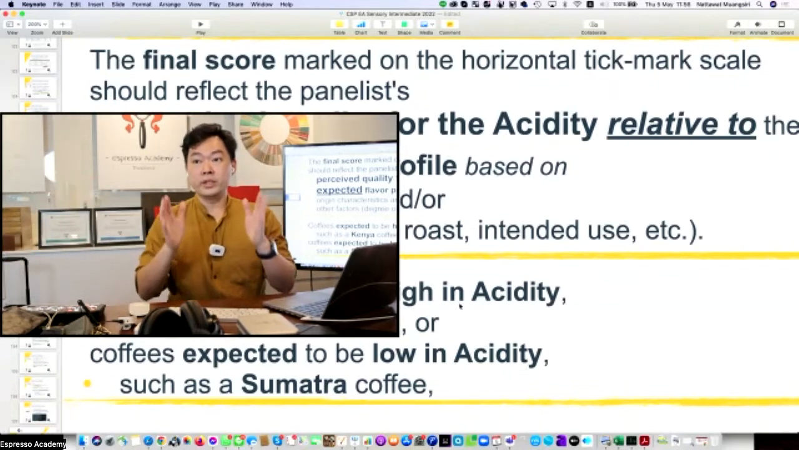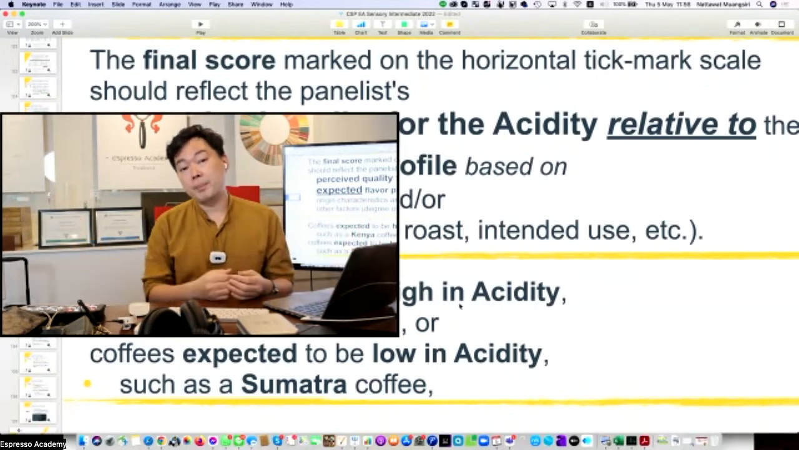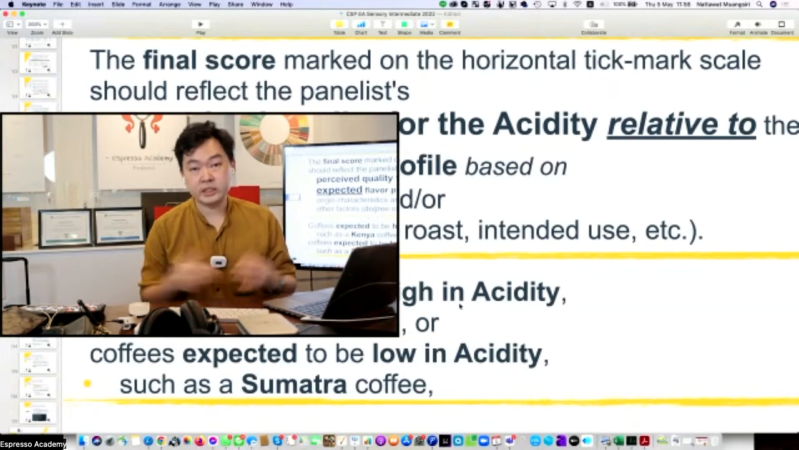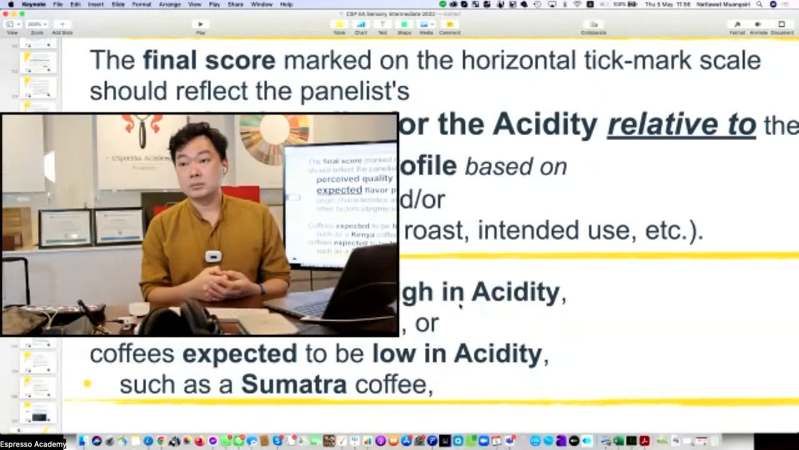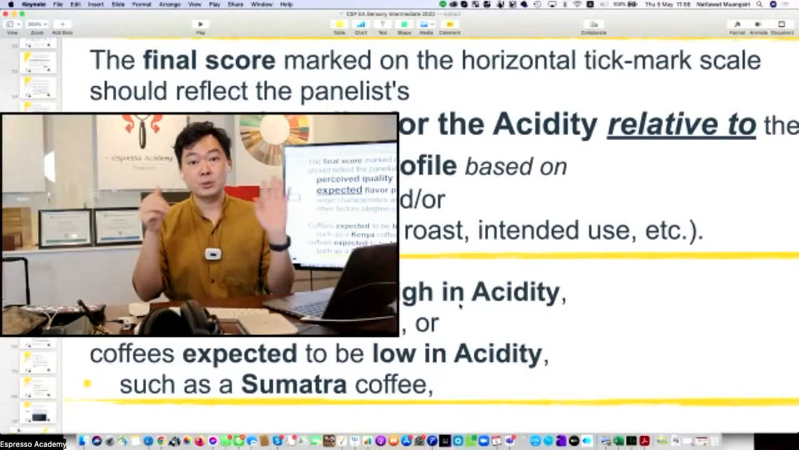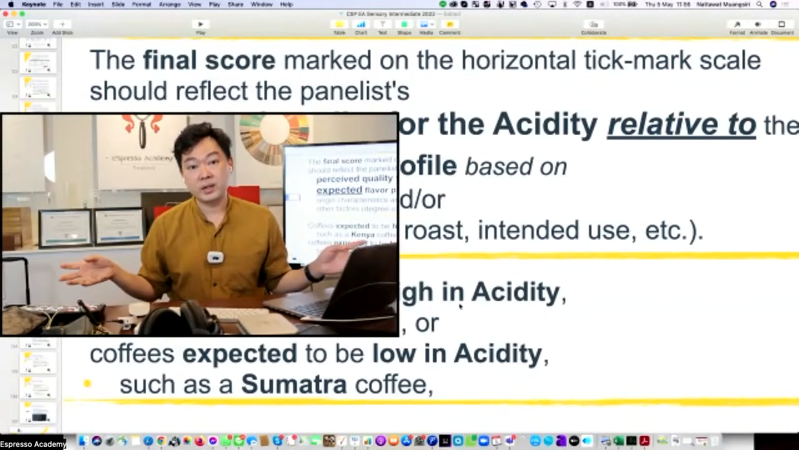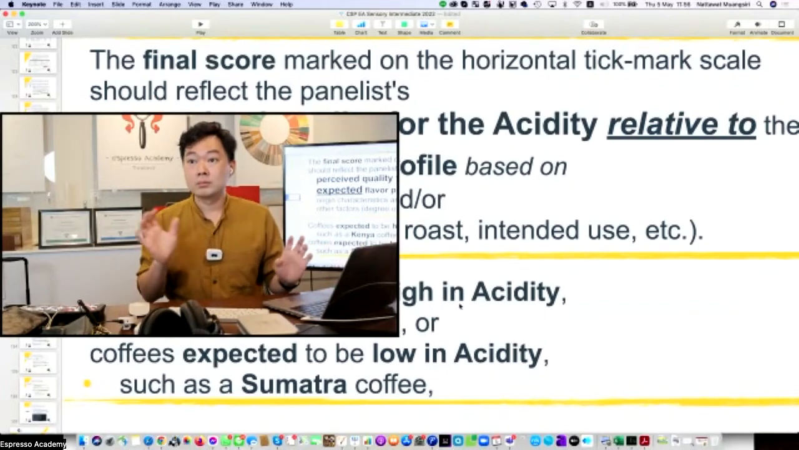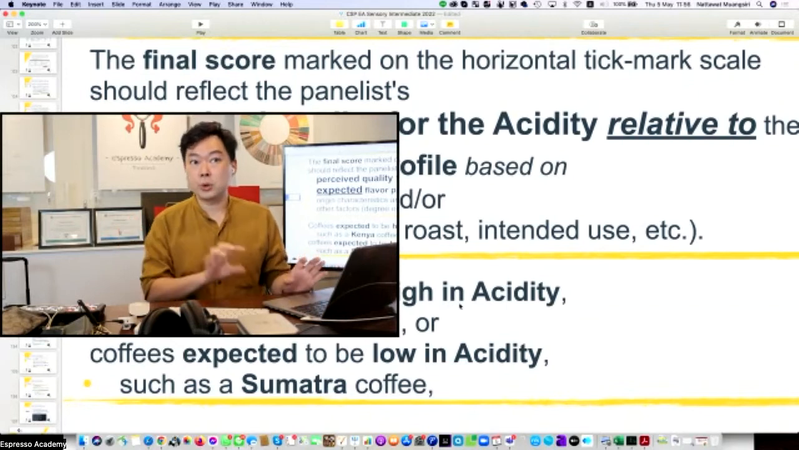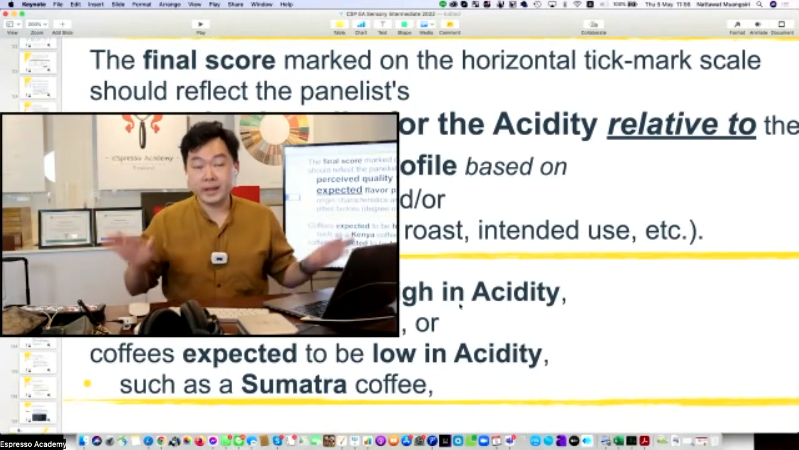Which is why for each table, before we do cupping, we need to declare what this session is about. But when I send you coffee, I send you 6 coffees and I did not declare what it is. It's just a coffee, so you can score just the way it is.